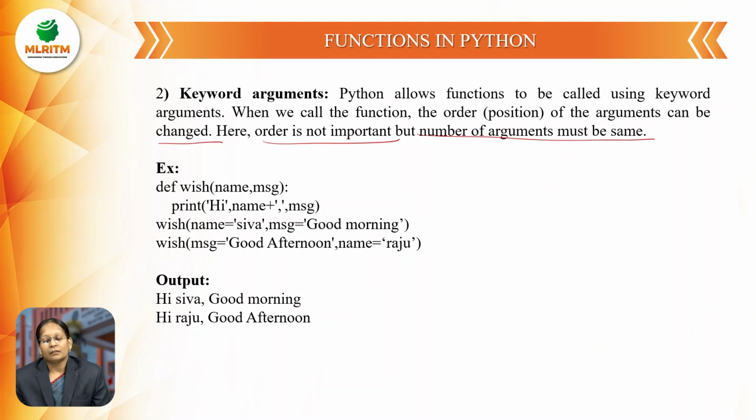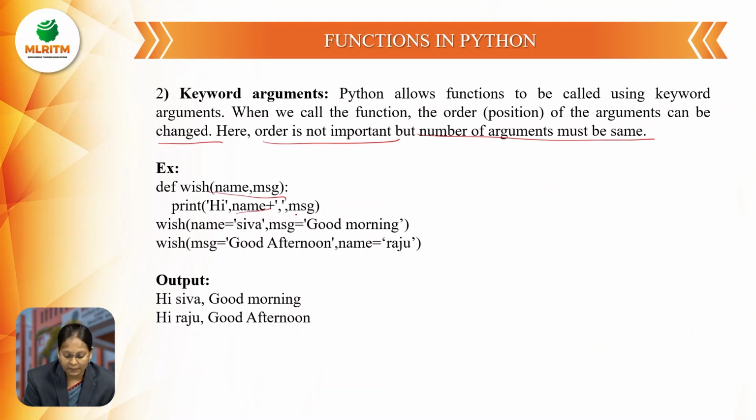Here the number of arguments in the calling function and the function definition should be the same, but we don't want to follow the order. If you change the order, that is fine, but the number of arguments in both the function call and the function definition must be the same. That means the number of arguments is compulsorily the same, but the order can be different.